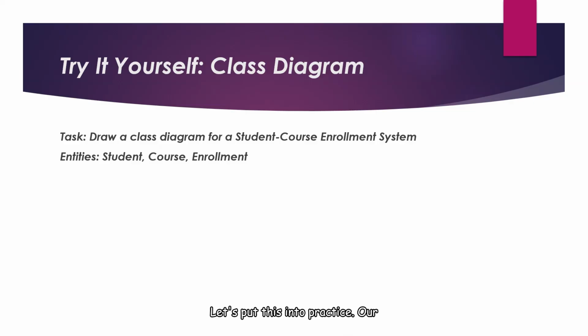Let's put this into practice. Our task is to create a class diagram for a student course enrollment system. Start by identifying the key entities: student, course, and enrollment. Ask yourself what attributes and methods each class should have, and how they relate. For example, a student can enroll in multiple courses, and a course can have multiple students, which makes enrollment a linking entity. Try sketching this relationship and include attributes like student name, course title, and enrollment date.